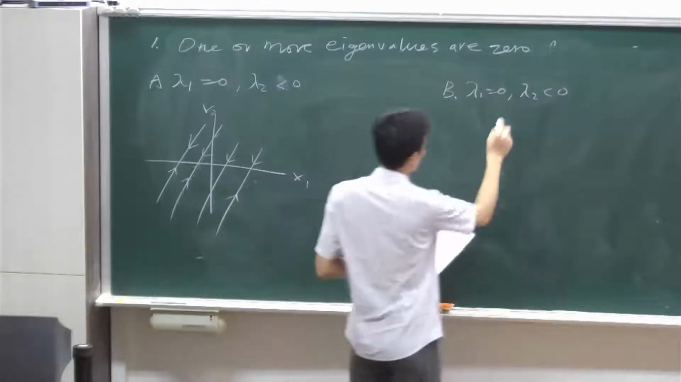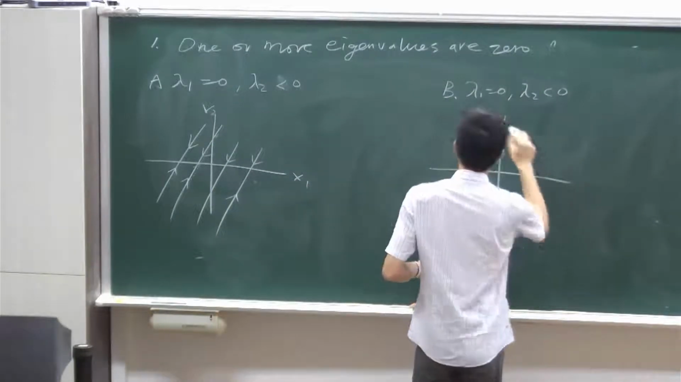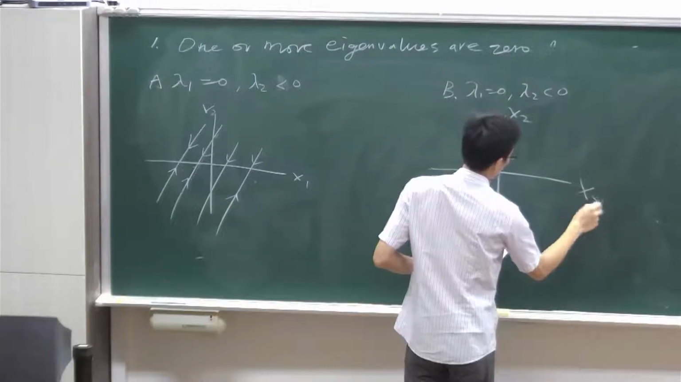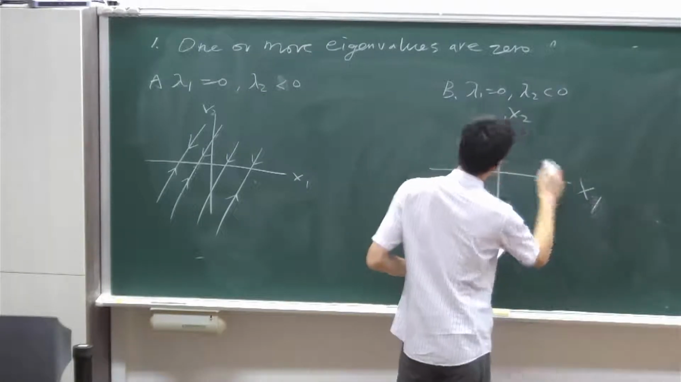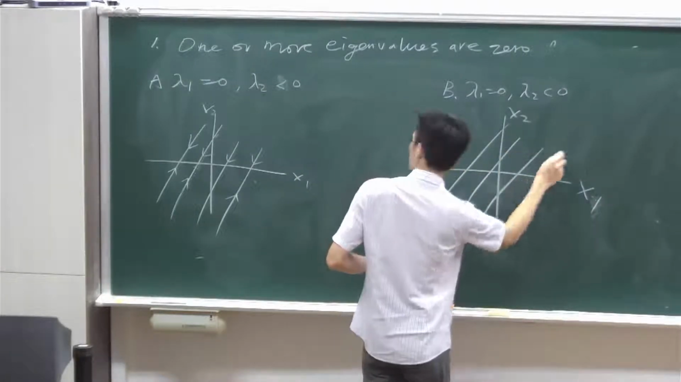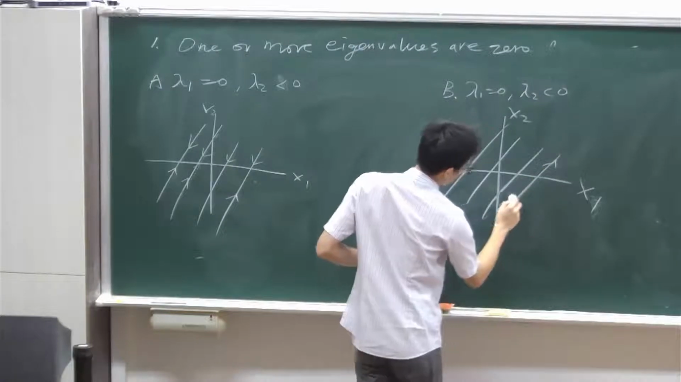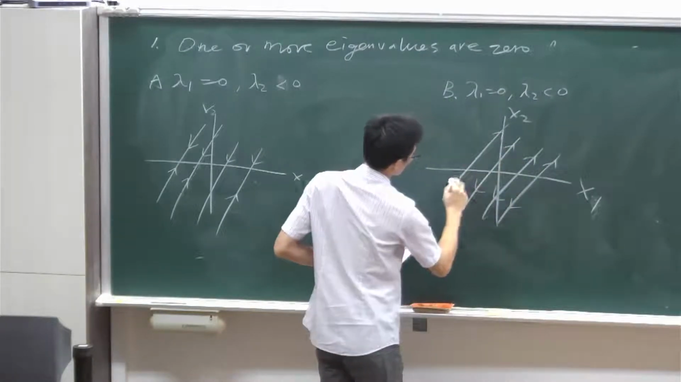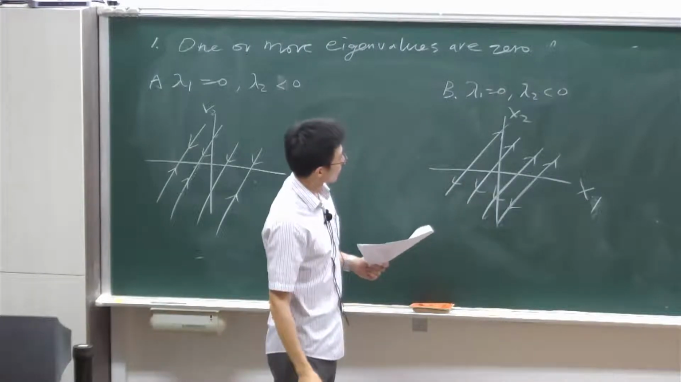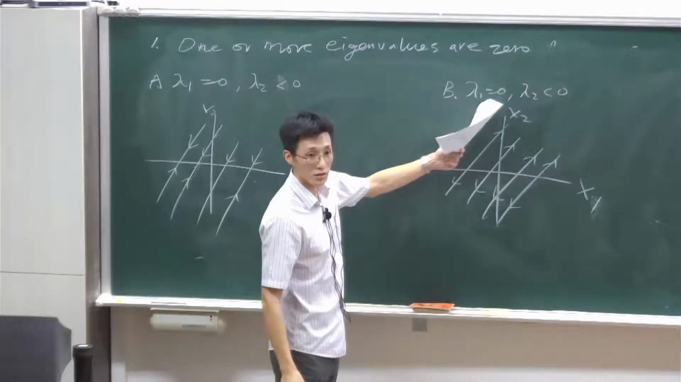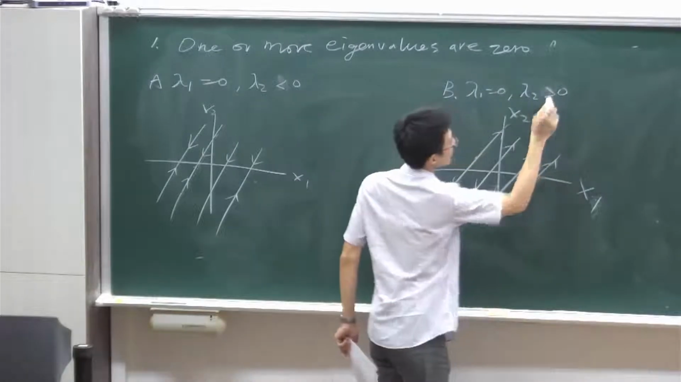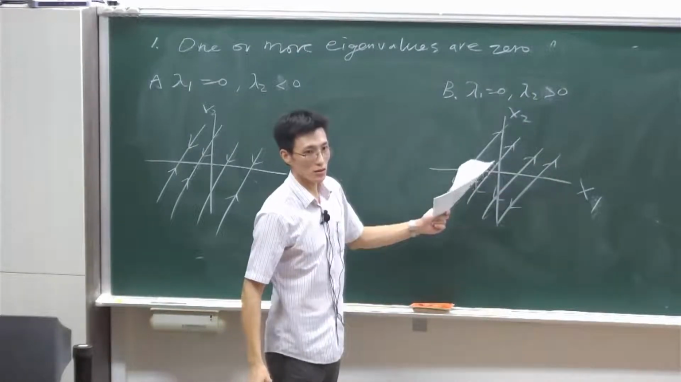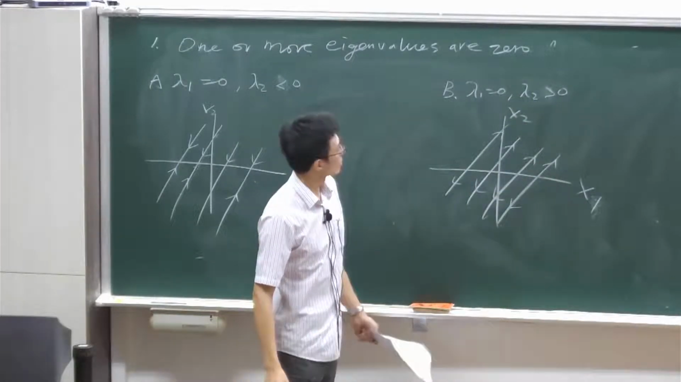But this one is different. It goes outwards. Again, because one of the eigenvalues is 0, and one is positive, it goes outwards.